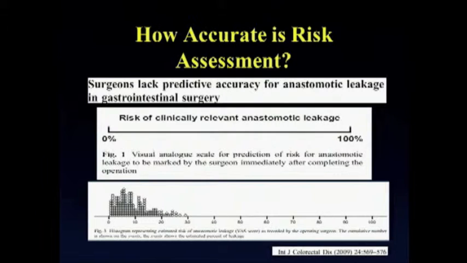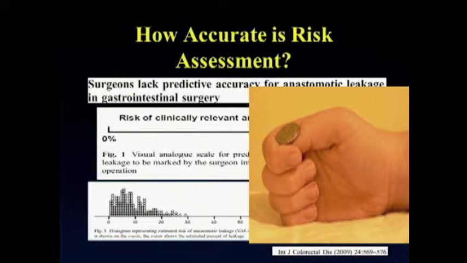So how accurate are we in assessing risk? Well, this is a study that came out a few years ago that looked at the ability of colorectal surgeons in this case to assess risk, and they found it was actually pretty poor. The ability to assess risk was as good as flipping a coin. Hopefully we'll get a little more accurate with that as time progresses.